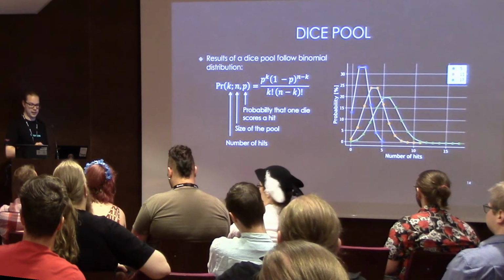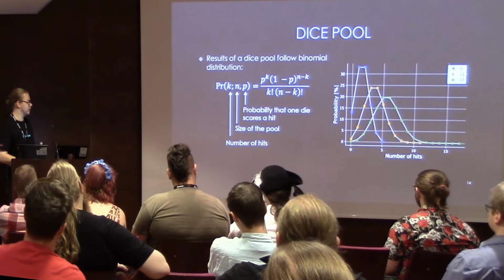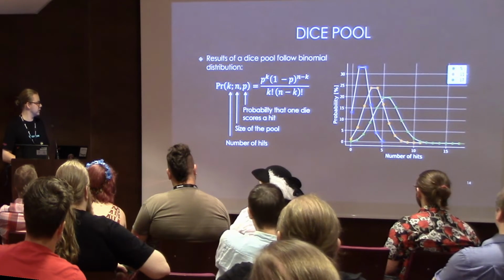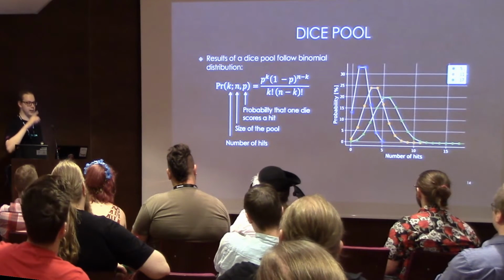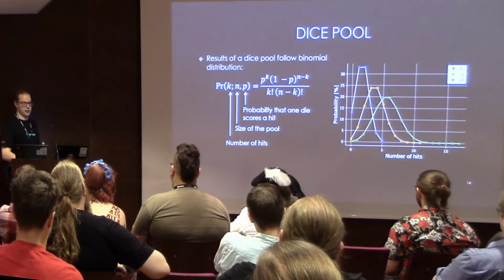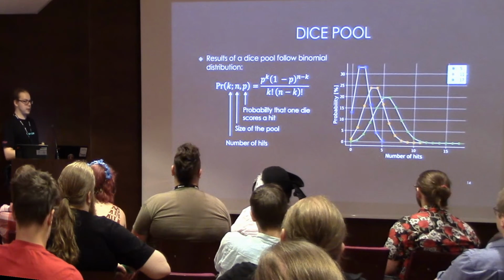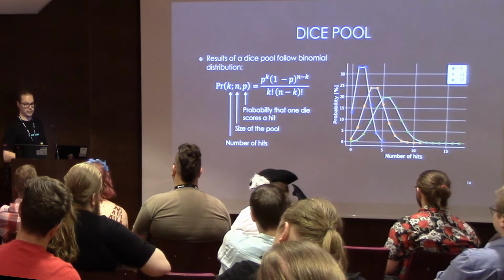I also have here the point probability of getting a certain number of hits. We are not going to spend a lot of time here, just for completeness' sake. So here the K denotes the number of hits, N the size of the dice pool, and P the probability of getting a hit on a single die. Now I'm going to use Shadowrun as an example, so just as a reminder, we use D6s, and the probability of getting a single hit is 1/3.